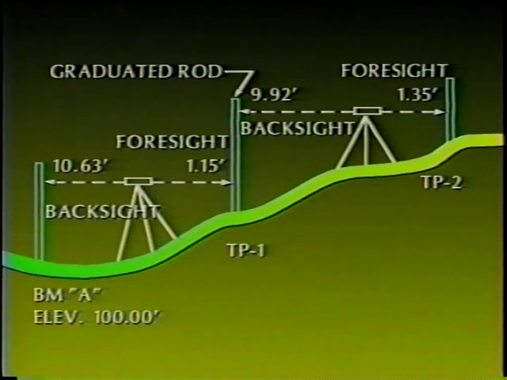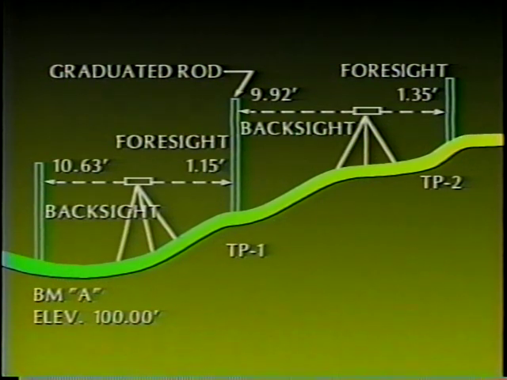The methods used in differential leveling are illustrated in your workbook and can be seen on the screen now. The level is set up some distance from a benchmark in the direction the level run is to proceed. A benchmark is a permanent point with a known elevation, such as BMA. The rod is placed on the benchmark and a backsight reading is taken with the level. This reading is added to the elevation of the benchmark, which gives the elevation of the level. In this case, 100 feet plus 10.63 feet equals the height of the instrument, or 110.63 feet.